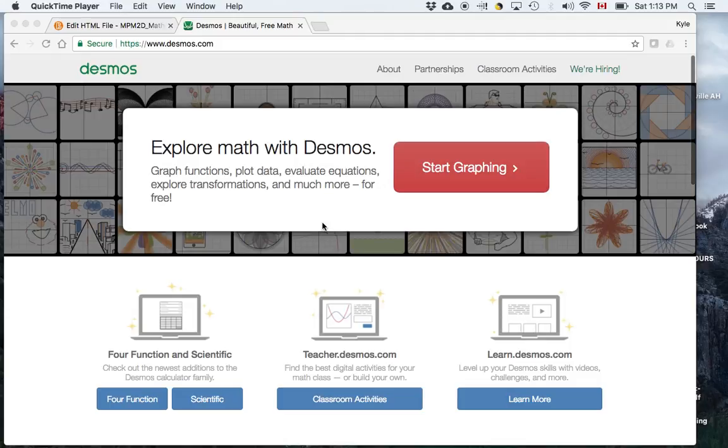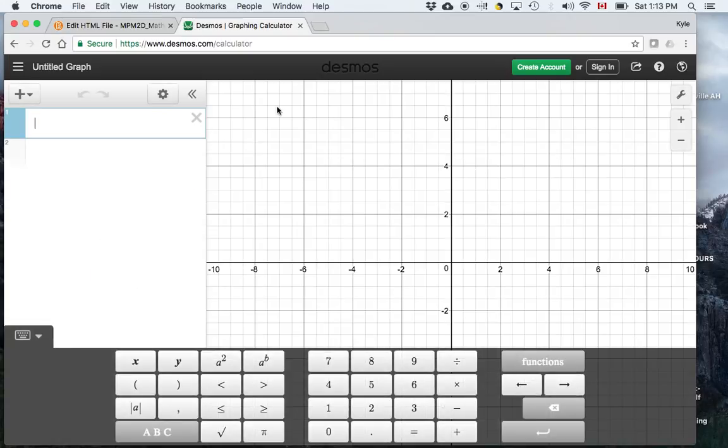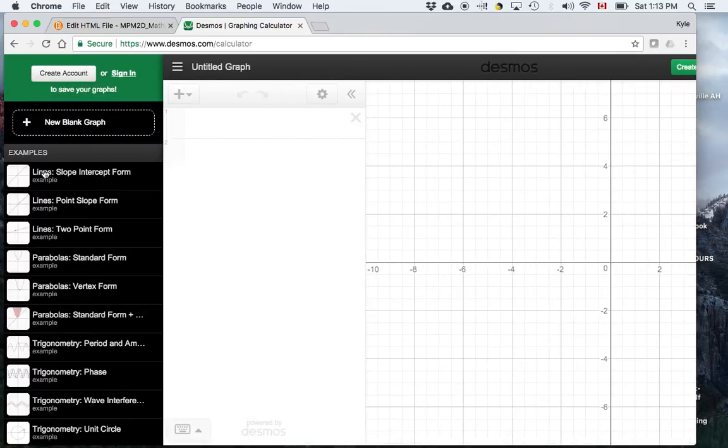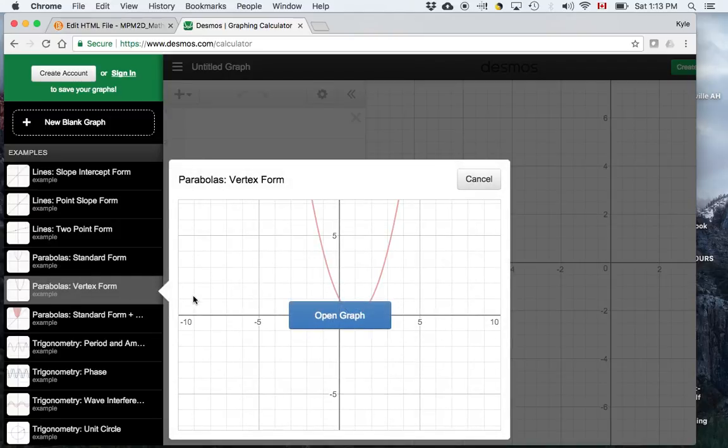Okay, so in this activity we're going to look at transformations of quadratic equations in vertex form. So we're going to go to desmos.com and start graphing. And then we're going to go up to the menu icon, which is up here in the top left corner, and select the lesson Parabolas in Vertex Form. Then we're going to open that graph.